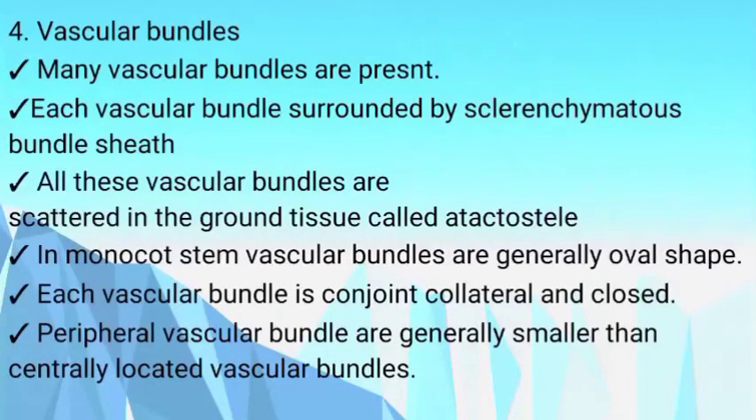Remember, vascular bundles in monocotyledons are large in number. These vascular bundles are surrounded by a sclerenchymatous bundle sheath. All these vascular bundles are arranged in a scattered manner in the ground tissue, which is called atactostele. The peripheral side vascular bundles are small in size, and centrally located vascular bundles are big in size. All the vascular bundles are oval in shape. Each vascular bundle is conjoined, collateral and closed type.